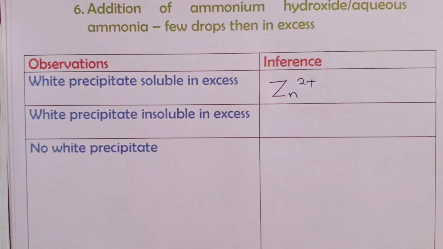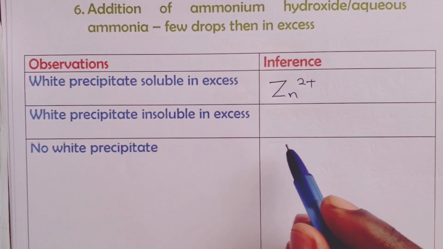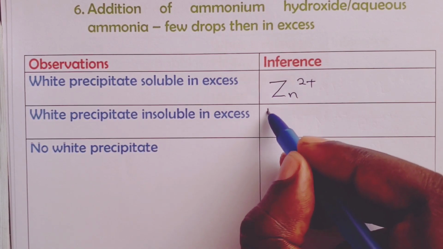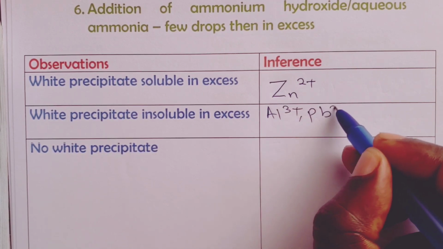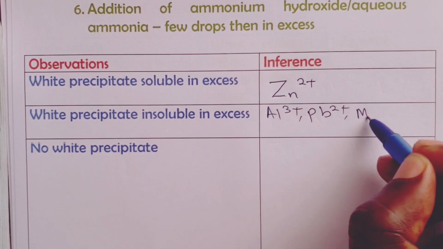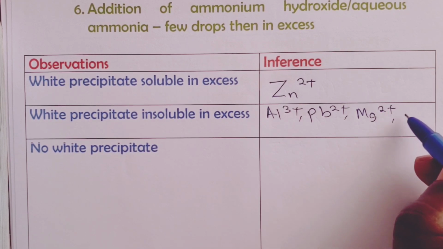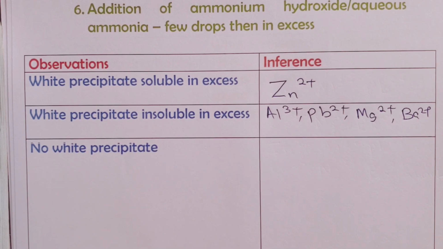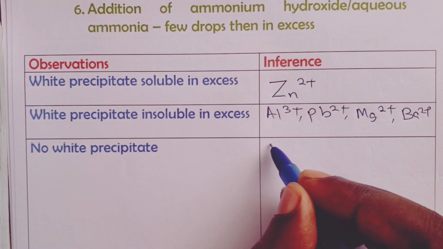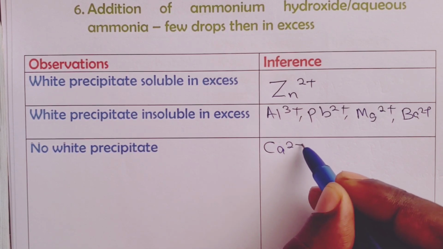So this time round, white precipitate soluble in excess, again we explained in our previous video, this is zinc. White precipitate insoluble, we would have now aluminium, lead, magnesium, and barium. Now, no white precipitate. This we say calcium.